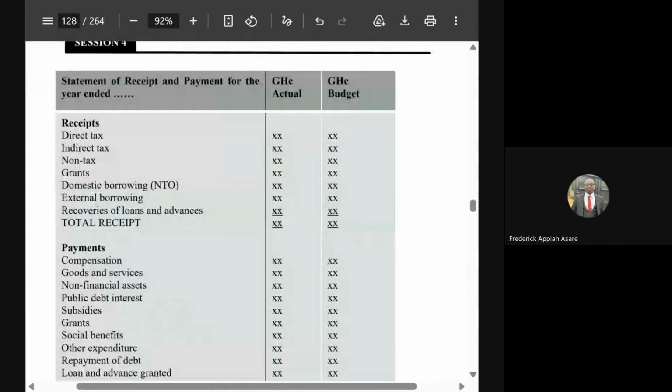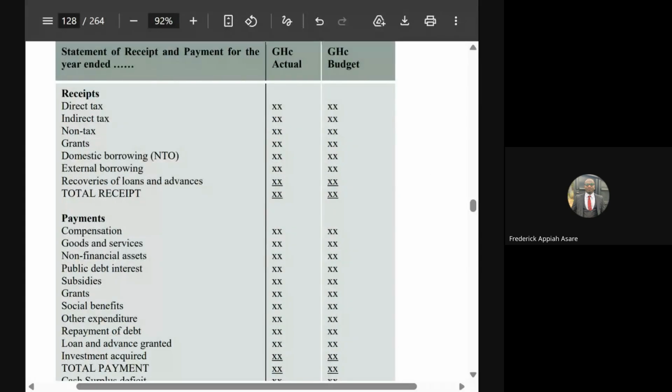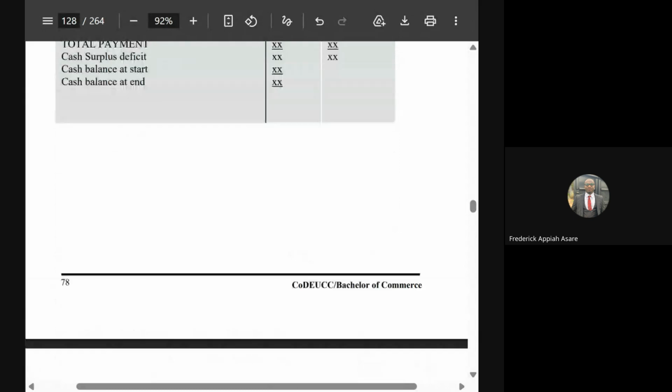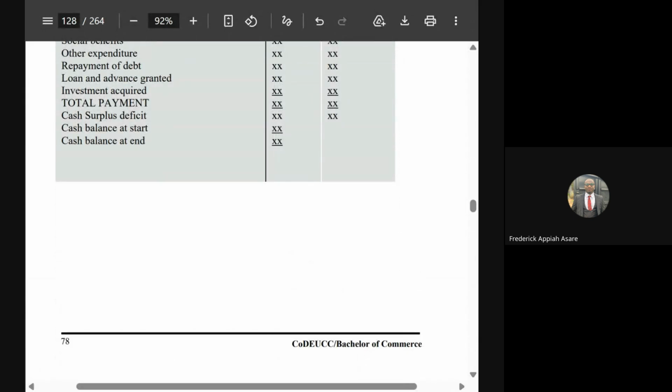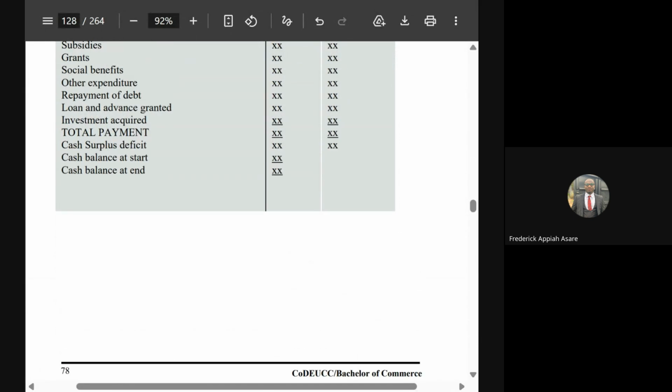There is a typical example of how the receipt and payment looks like. So we have the direct taxes, indirect taxes, non-tax, grant, domestic borrowing, external borrowing, recoveries. You realize that these are down here because it's receipt and payment. If it was revenue and expenditure, these three will not be there, because these are not revenue in nature. So this one usually uses the cash basis in recording.